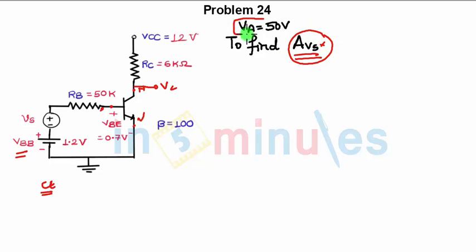Again, you can see over here the early voltage VA is given as 50 volts. That means we need to consider RO in the circuit. So what this specifies is that you need to consider the early voltage resistance RO in the analysis.